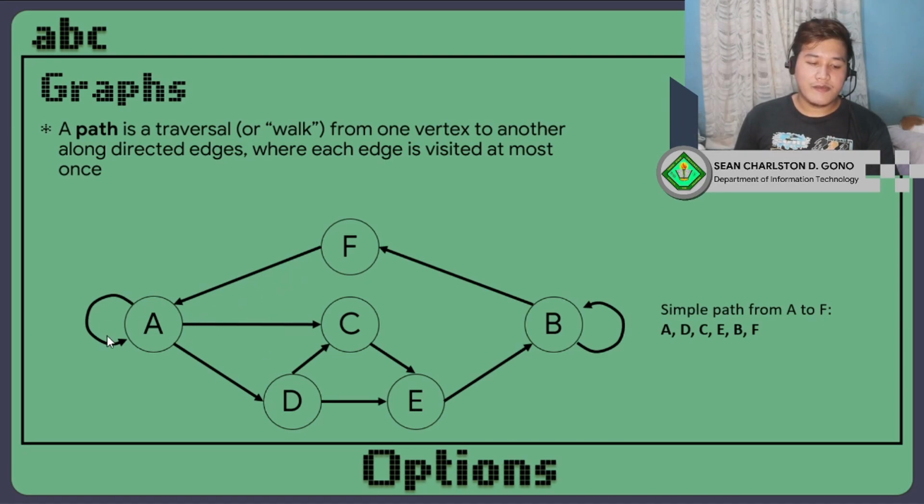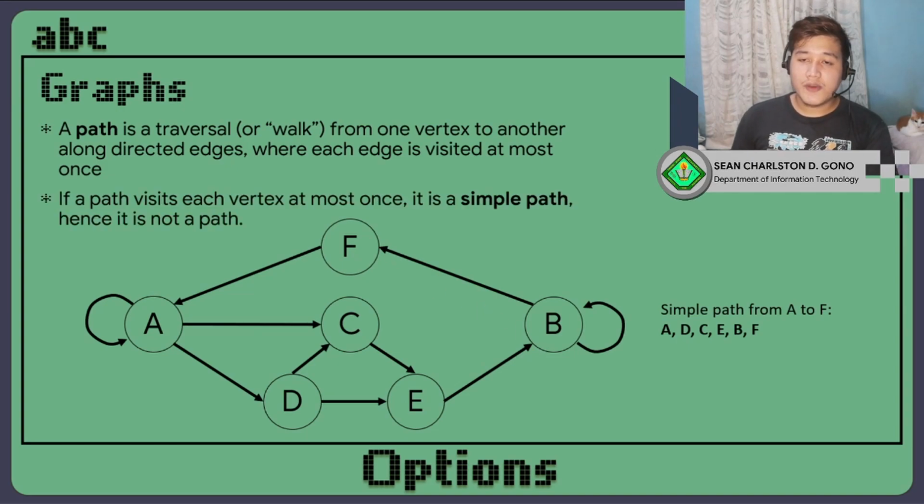For us to get from A going to F is like this. So we're going from A to D, D to C, C to E, E to B, then B to F. There's no direct path from A to F because, as we can see, the direct edge is pointing from F to A. And we cannot use A to C right here because we won't be able to get to D. That's why the most efficient way to get from point A to F while traversing all vertices is this way, like this. So if a path visits each vertex at most once, it is called a simple path. Hence, it is not a path.